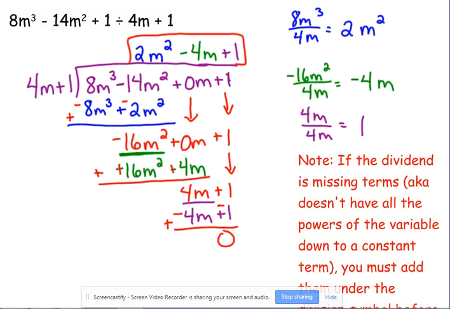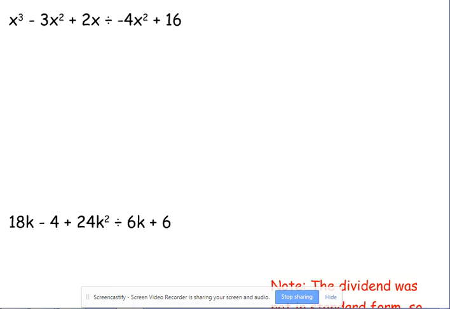All right, let's do another example, another two, just to make sure that we are on the same page, on the right track. x cubed minus 3x squared plus 2x divided by negative 4x squared plus 16.